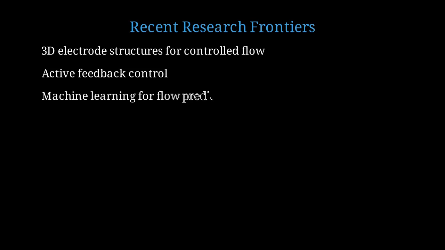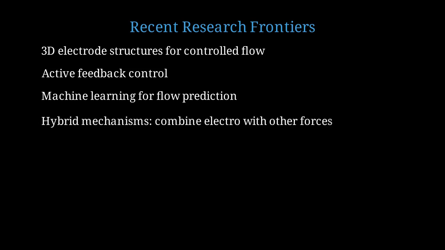Machine learning is being applied to flow prediction. Train neural networks on simulation or experimental data. The network learns the complex coupling and can predict flow much faster than full simulation. Hybrid mechanisms combine electrokinetics with other forces. Magnetic fields, acoustic fields, optical forces. The combination can create unique capabilities not possible with any single mechanism.